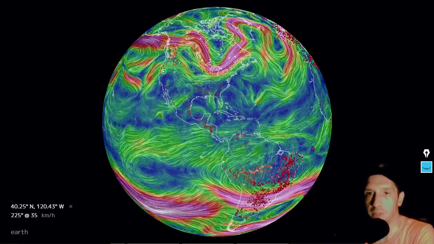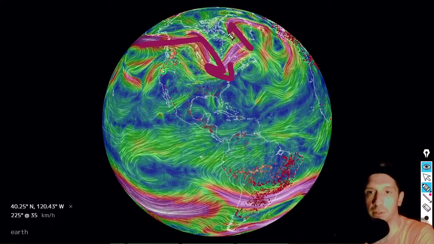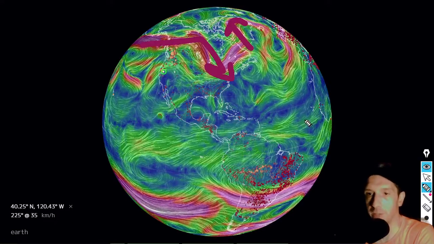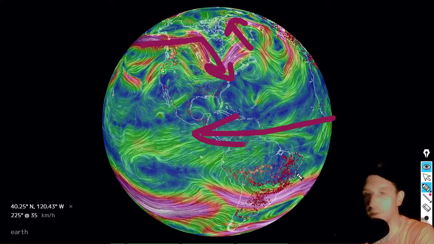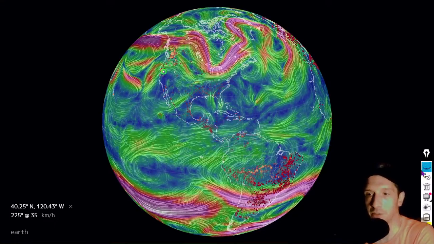And speaking of flow, look at the extreme meridional jet stream flow here. Going nearly due south, going nearly due north over here. A little more coherent in the southern hemisphere and blowing backwards around the equator over both the western Atlantic and the eastern Pacific. Let's check the other side of the planet.